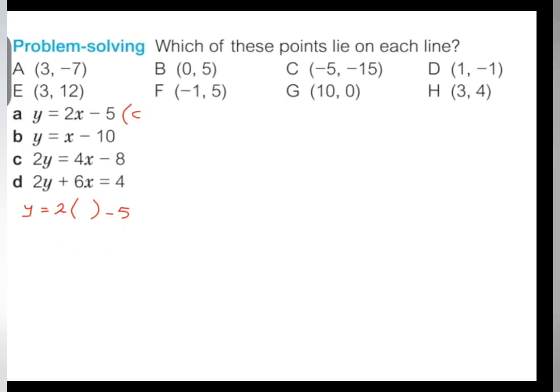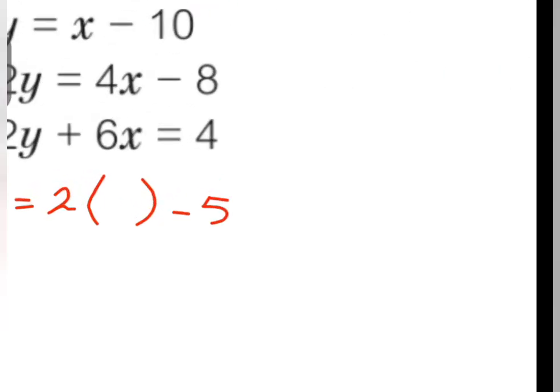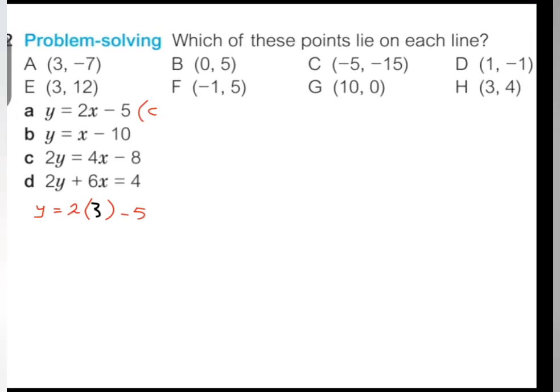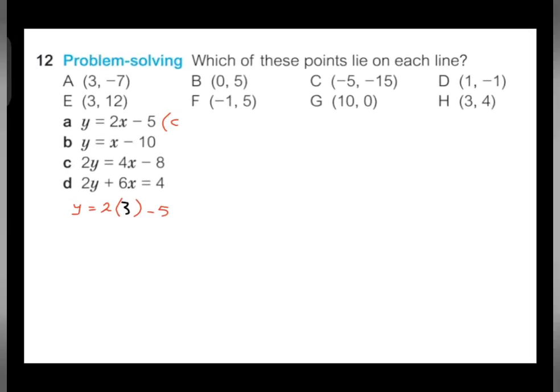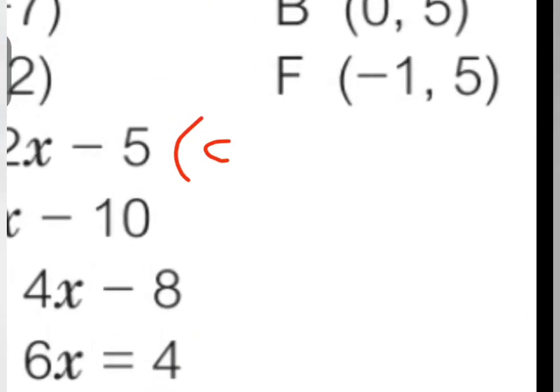The last point is 3 and 4. So we put 3 here instead of the x. 2 times 3 is 6. Minus 5 equals 1. And here we have 4, so it doesn't fit. So the only point that fits on the first line is C. So we put it in a bracket.